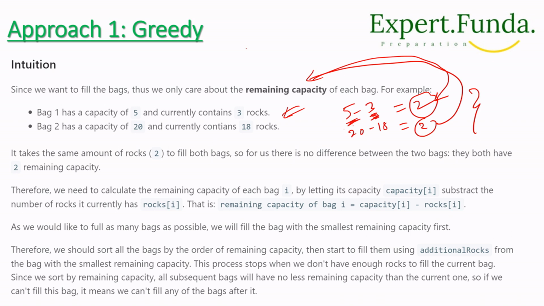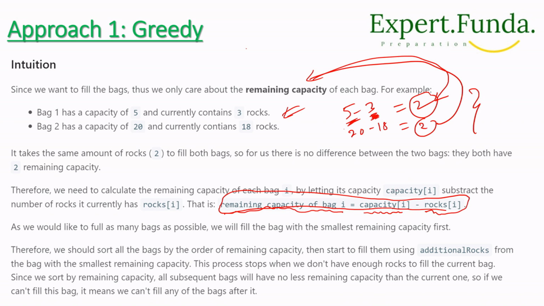The capacity of I and the rocks of I, right? That I have told you, right? The remaining capacity of the bag is what? Capacity of I minus rocks of I. So this is our formula. Okay, this is our formula. We have to take care of remaining capacity.